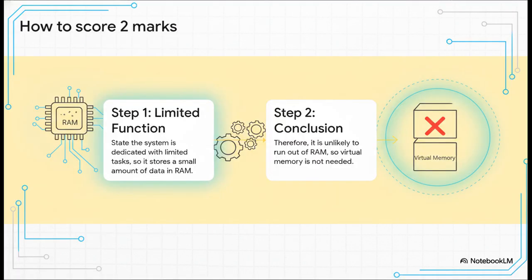So, to get those 2 marks, you need to build a simple, logical argument. Step 1, you make your point. The system has limited functions, right? It only runs a couple of programs and doesn't need to store much data at once. Step 2, you explain the consequence. Because of that, it's never going to run out of RAM. Therefore, virtual memory just isn't necessary. See that? Point, then consequence.